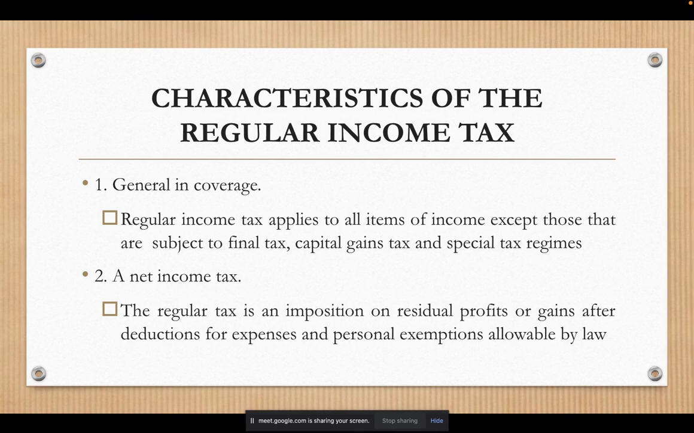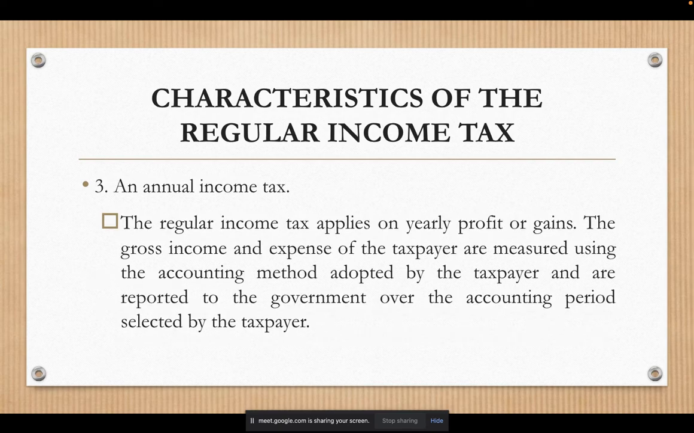So the regular income tax, okay, in its imposition is a net income tax in the sense that its computation also considers the allowable deductions as provided for in the National Internal Revenue Code. There is also an annual income tax which applies to yearly profits or gains. The gross income and expense of the taxpayer are measured using the accounting method adopted by the taxpayer and are reported to the government over the accounting period selected by the taxpayer.